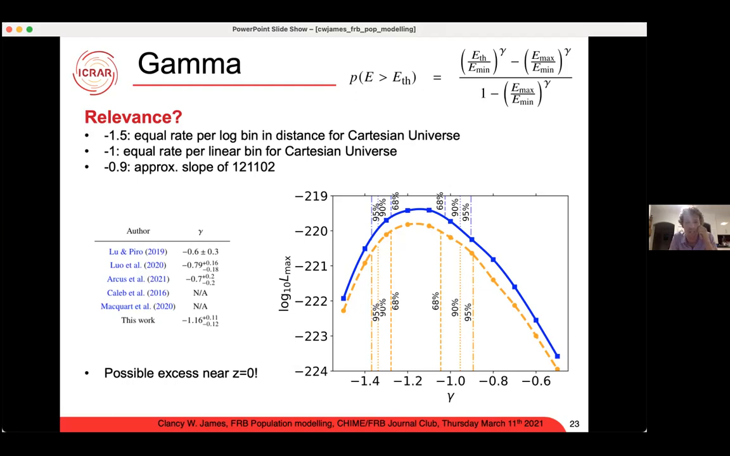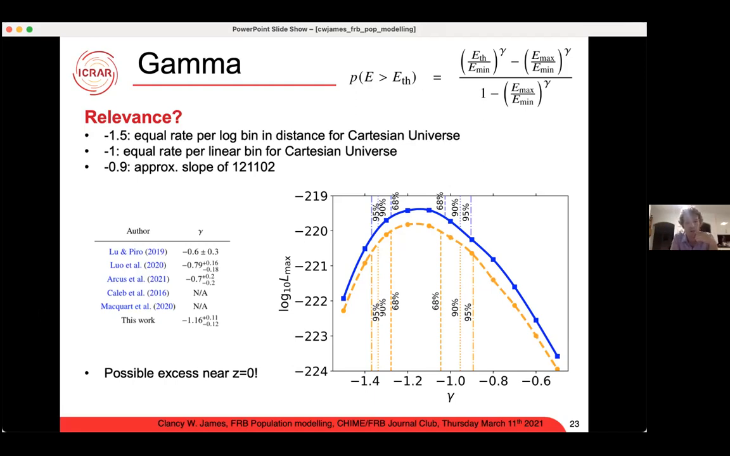I forget which NGC galaxy it was, but I think there's a good chance that a bunch of CHIME FRBs do come from within 100 megaparsecs, would be my guess. Which ones? I don't know, please tell me. But that's going to be my bet. It's a bet at 90% confidence. It's not a bet at 99.95.